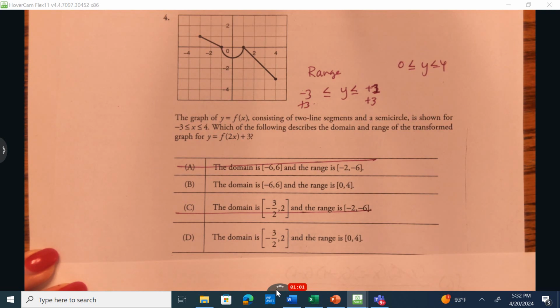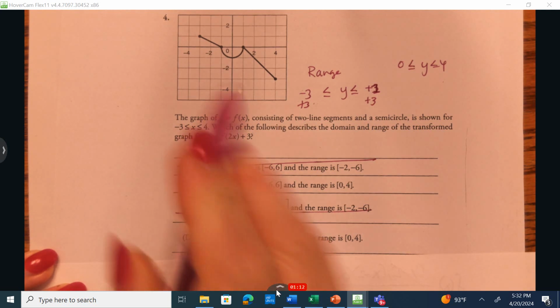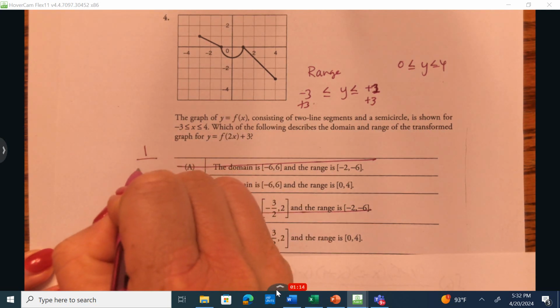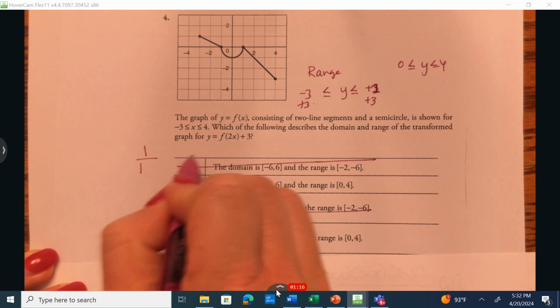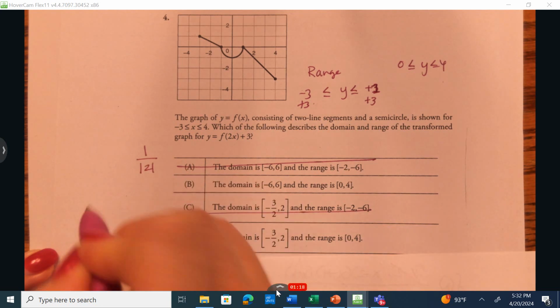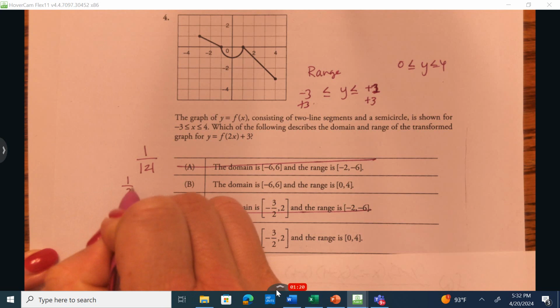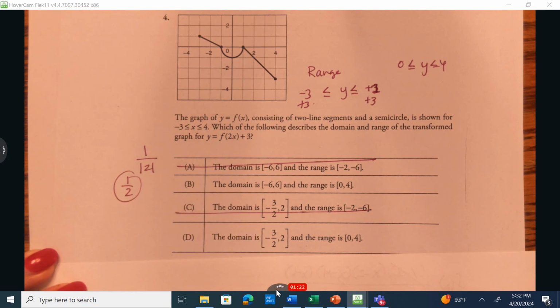Now, horizontal dilation is not something that we spent much time on in the curriculum. With horizontal dilation, we're going to take whatever value is here, and we're going to write 1 over the absolute value of that. So 1 over the absolute value of 2 is simply 1 over 2. Now I'm going to take 1 over 2 and multiply it times what we have.